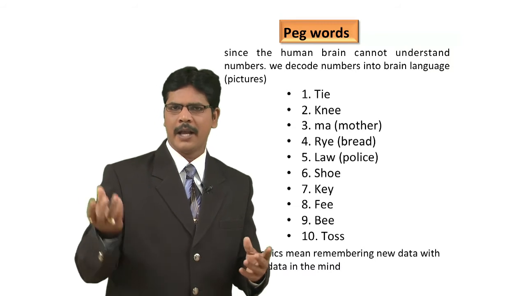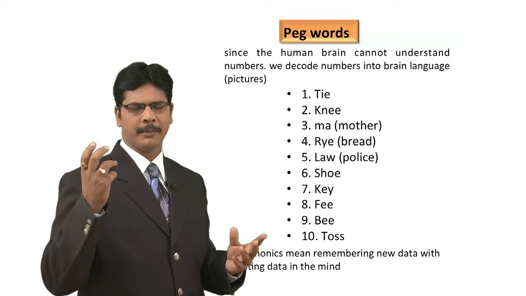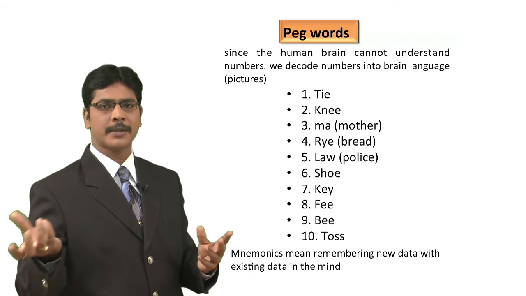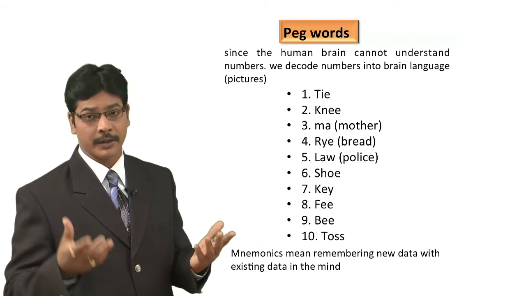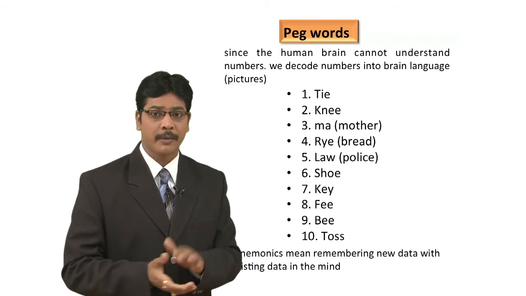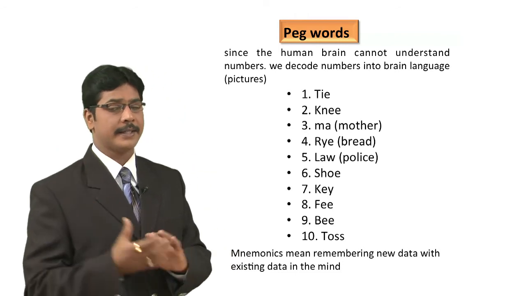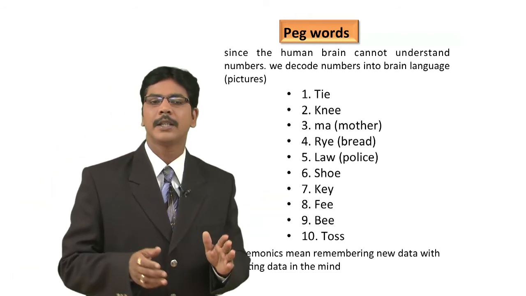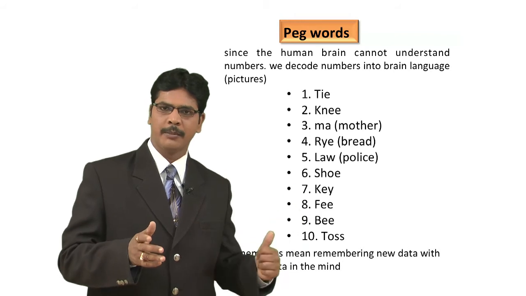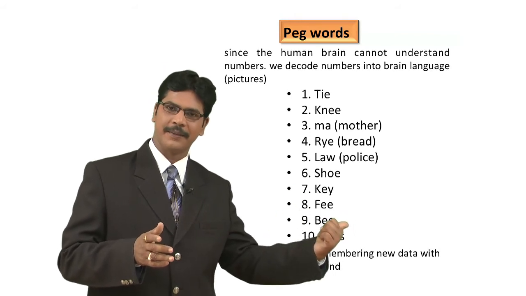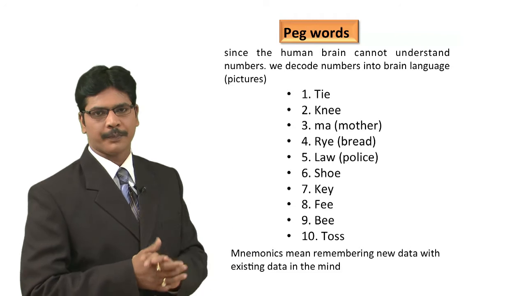See, every bit of information in the mind, we're using to remember something new. So that's what numeric mnemonics is all about: remembering new data with the existing data. So number 3, we're taking it as ma. When you decode ma into number, you get back 3, see? Again, it's 3 only.